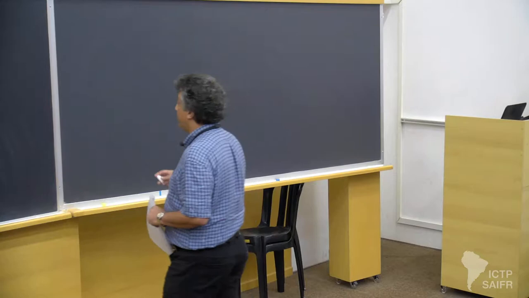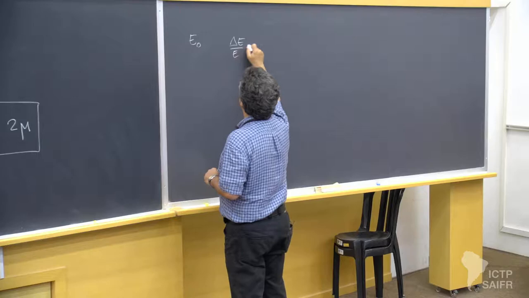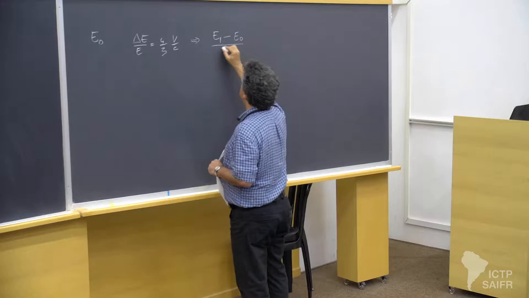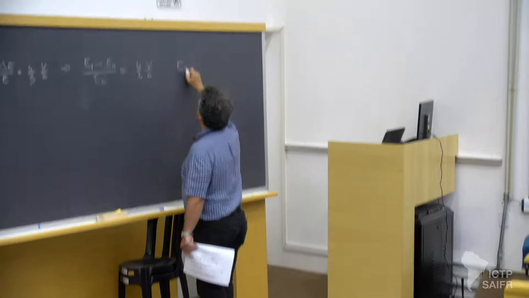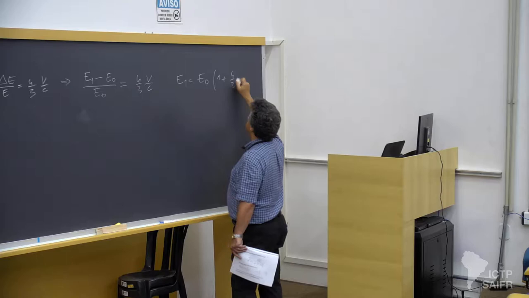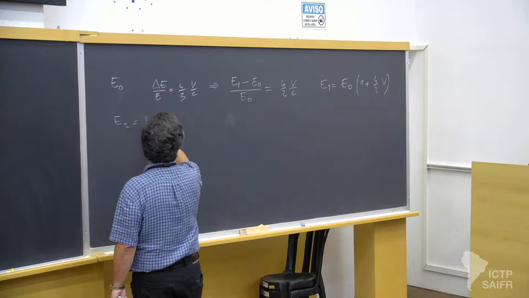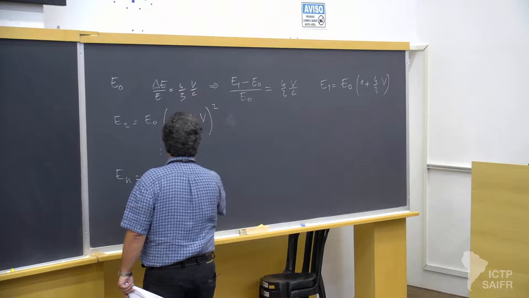What we can do is the following. Introduce a particle with energy E0. We said that delta E over E is 4/3 of V over c, right? That means that at the first cycle, E1 minus E0 equals E0 times 4/3 of V over c, where V is u1 minus u2. And so this means that E1 is equal to E0 times (1 plus 4/3 of V). But this, of course, can be done many times. So the second generation of particles that stay there is E2 equal to E0 times (1 plus 4/3 of V) squared, and so on. So in fact, you have Ek equal to E0 times (1 plus 4/3 of V) to the k, right?